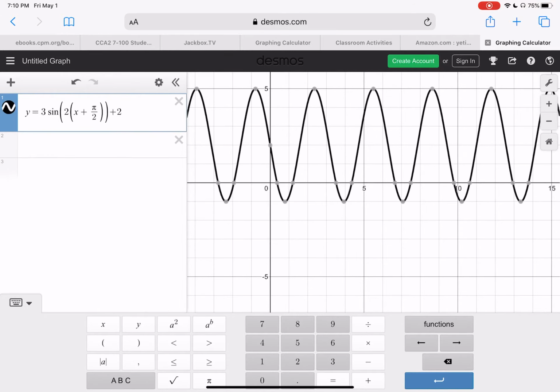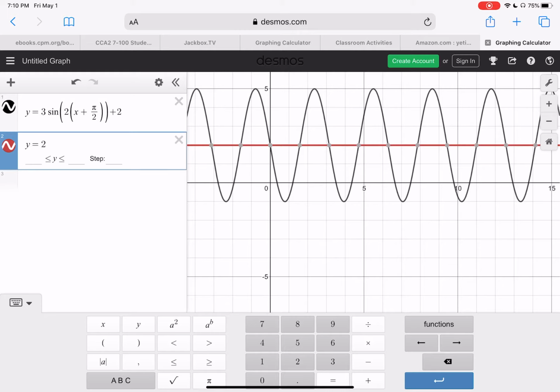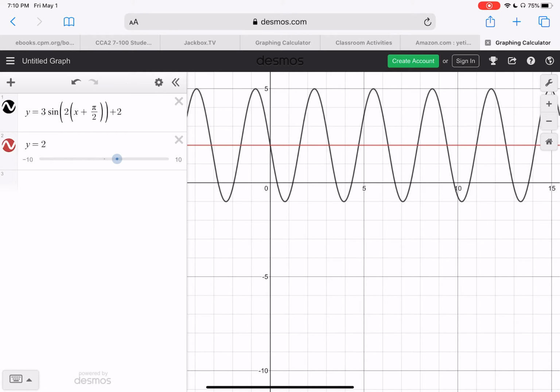So let's check. We said our midline was 2. It's easiest just to see by graphing that midline. This looks like it's directly in half. Is it shifted to the left, pi over 2? Let's check. It starts right here in the middle. Goes all the way down, all the way up.